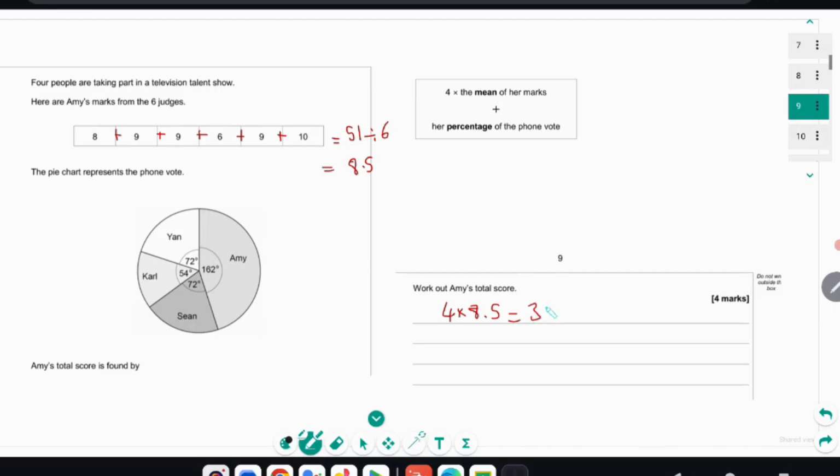Plus her percentage of the phone vote. So here's Amy. She's got, on the pie chart, Amy is represented by 162 degrees out of 360. That's what it would be as a proportion. 162 out of 360 is 0.45. Let's multiply this by 100 to get a percentage, 45%. So 34 plus 45, 79. That's Amy's total score, 79.